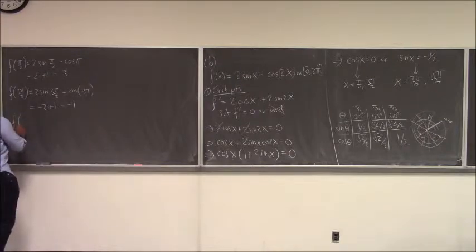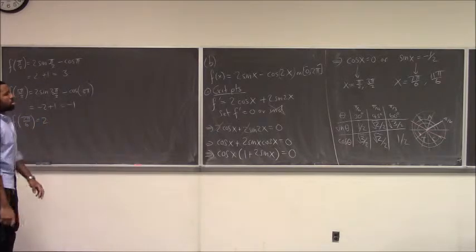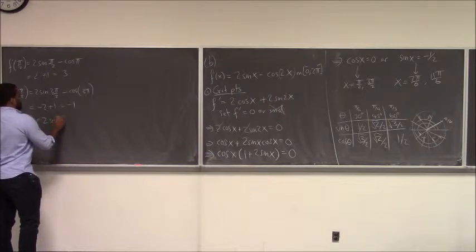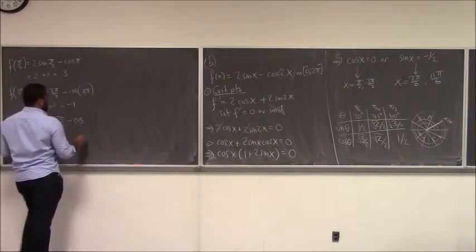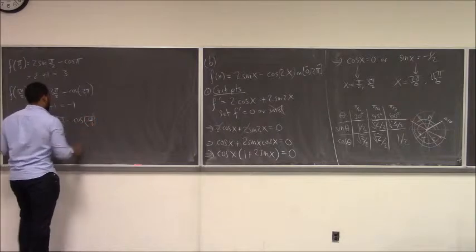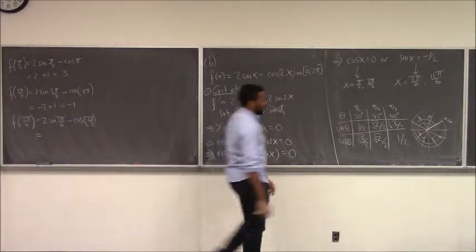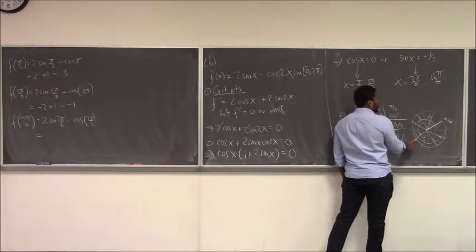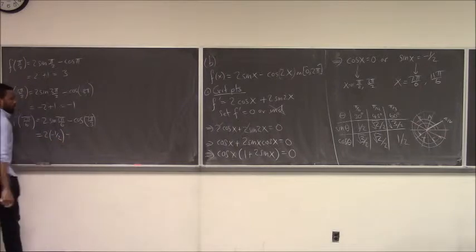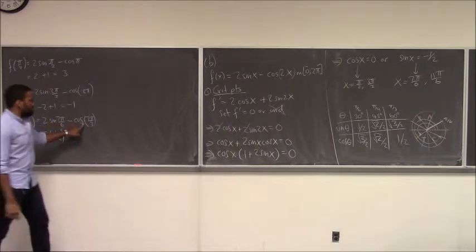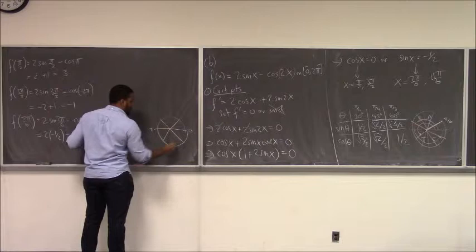And f of 7 pi over 6 will be 2 sine of 7 pi over 6 minus cosine, multiplying that by 2 will give me 7 pi over 3. Sine of 7 pi over 6, we already have the circle for that. 7 pi over 6 is here. That means the sine is the negative value. It will give you negative a half. To figure out the 7 pi over 3, when you draw the circle, that's 0 and pi divided into 3 sections. So each section is pi over 3.